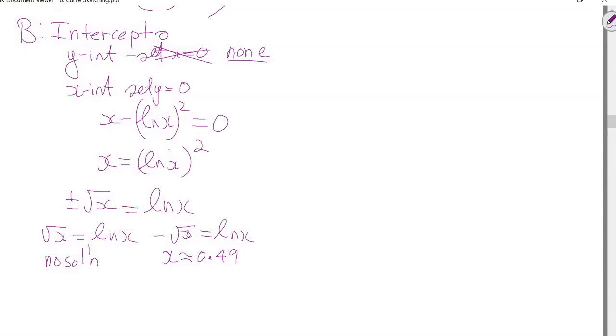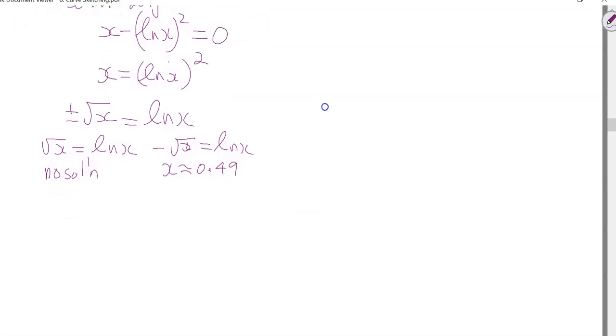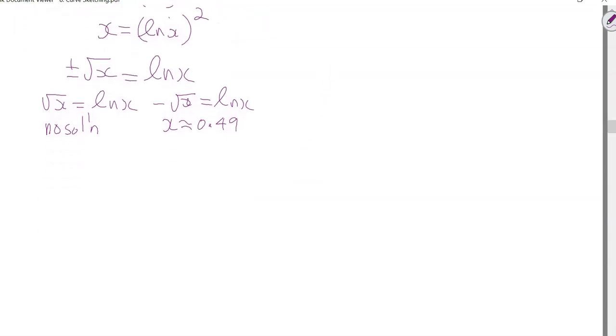What's next? Symmetry. Well, there can't be, because it only exists on the one side. Symmetry. None. Asymptotes.